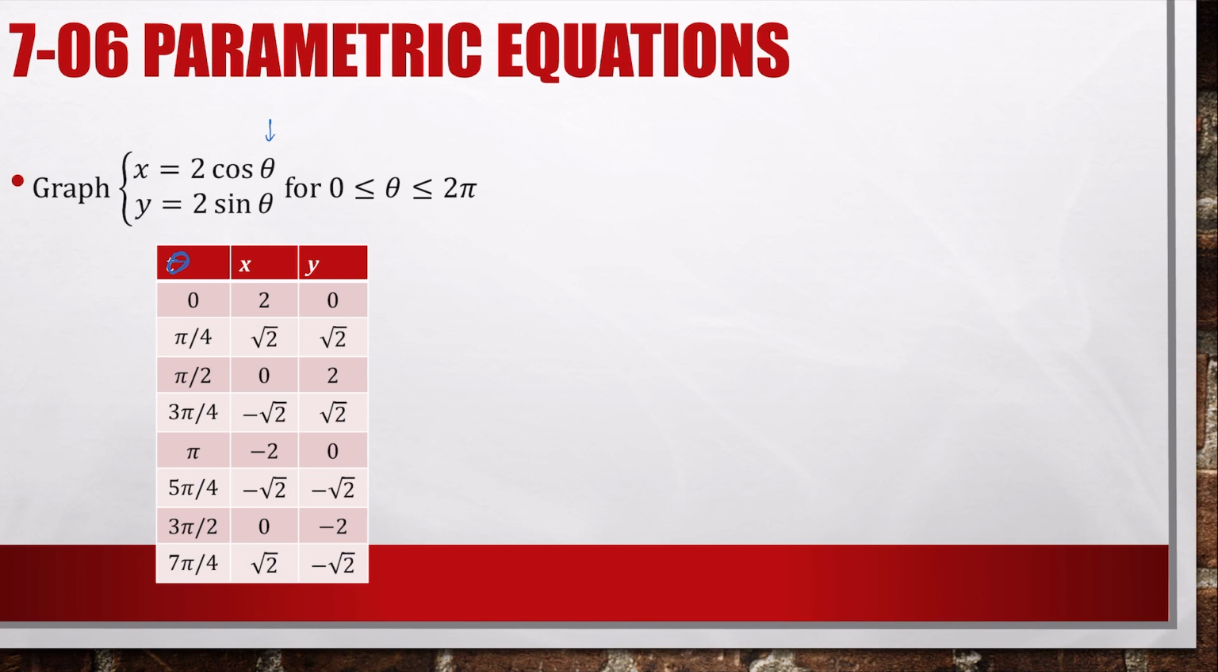I happen to go by pi over 4. You get a better graph the smaller the increment is between t or theta, between your parameter, the better your graph will be.